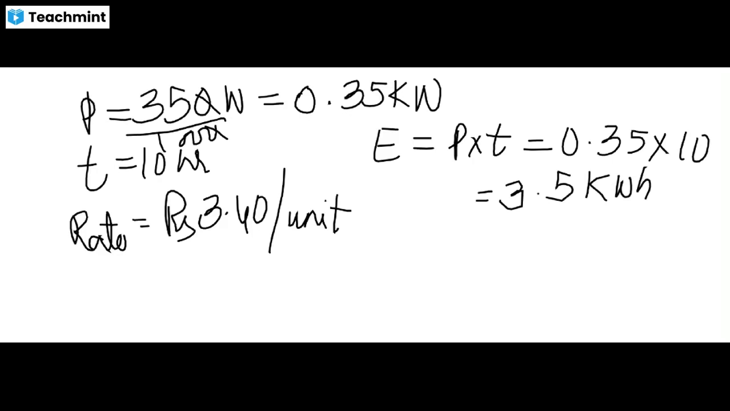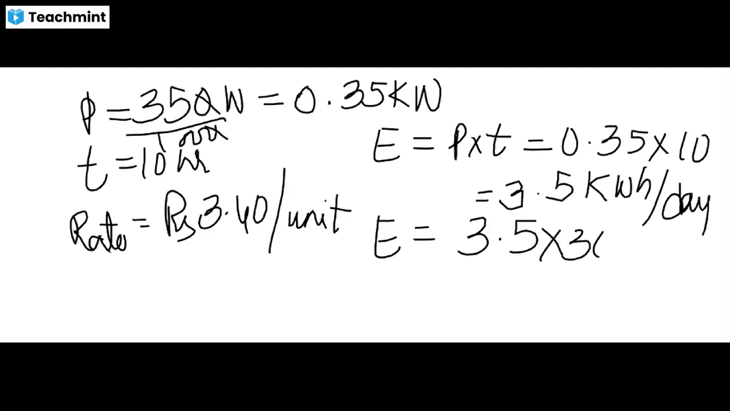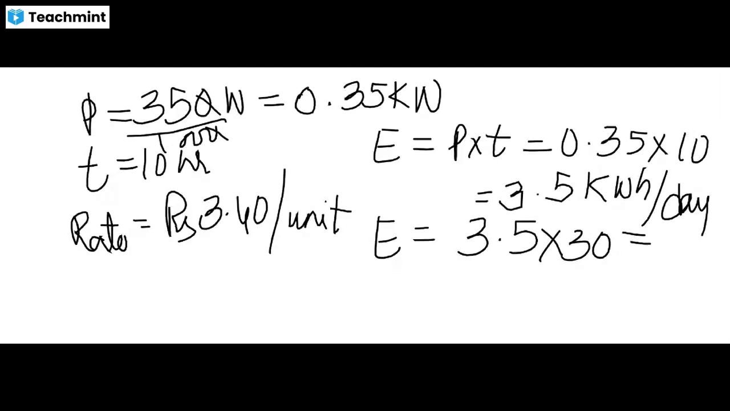For 30 days, this is for 1 day. For 30 days, 3.5 into 30. So that is the total, you'll calculate the cost. So into 3, you'll get around 1.5 kilowatt hour for 1 hour or 1 month. Then the cost you will get as total 105 into 3.4.